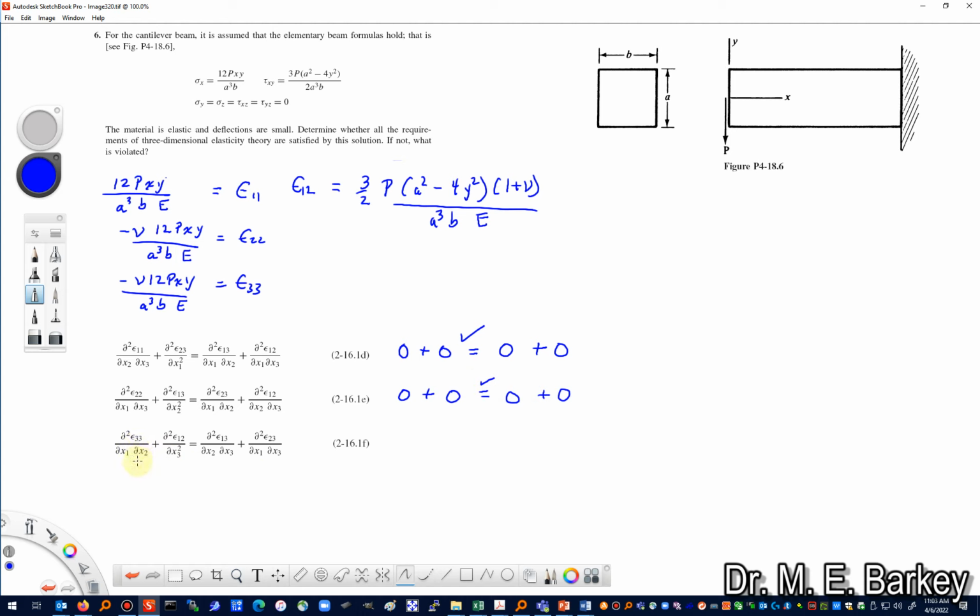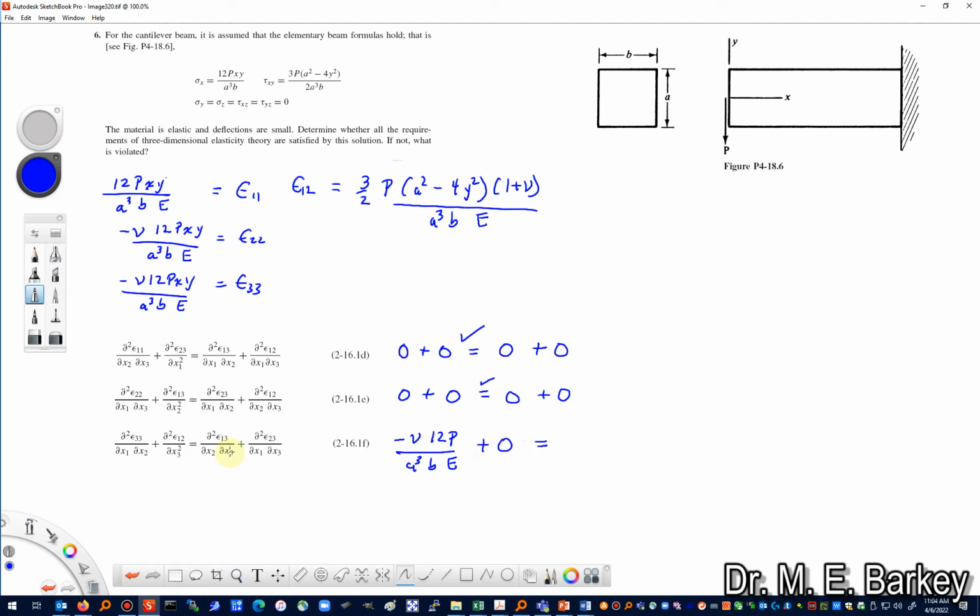Second partial of epsilon 3, 3 with respect to x and y. Now we actually will get something here for that. This is first order in x and y, so the second partial of this should be minus nu times 12P over a cubed b E. Then we have the second partial derivative of epsilon 1, 2 with respect to z. Okay, well that's going to be 0.